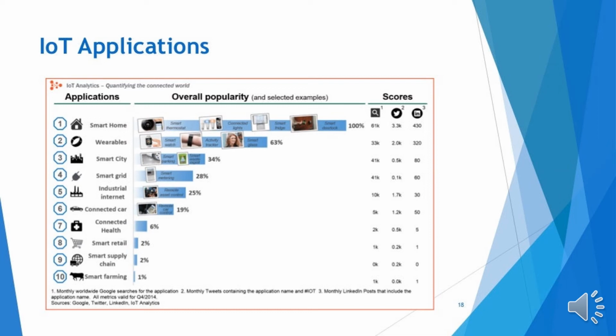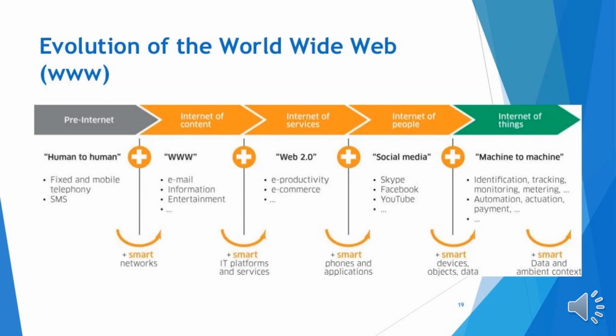So you can also see the overall popularity, how much percentage it is being used. But we can say that in the upcoming days, all these applications will be playing a major role, and the scores of these will increase, since IoT has a major role in the future. So next one is the evolution of the World Wide Web.